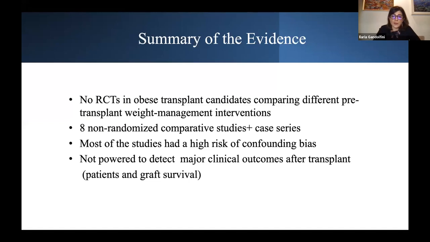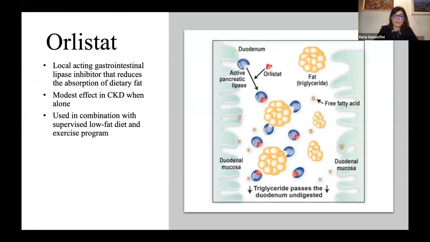We found no randomized controlled trial in obese patient transplant candidates comparing different pre- and post-transplant weight management interventions. We found only 8 non-randomized comparative studies plus a lot of case series. Most of the studies have a high risk of confounding bias and they are not powered to detect major clinical outcomes after transplant, like patient and graft survival.